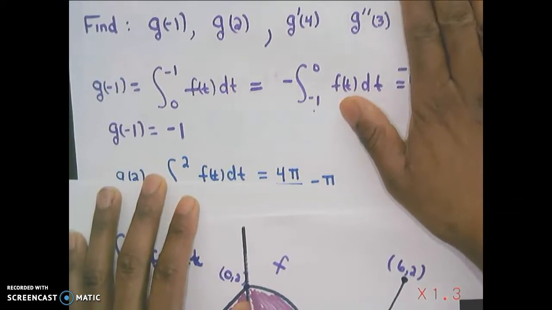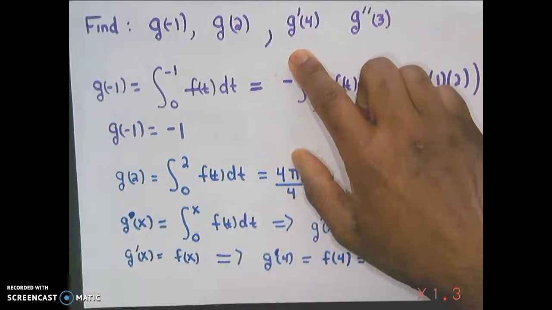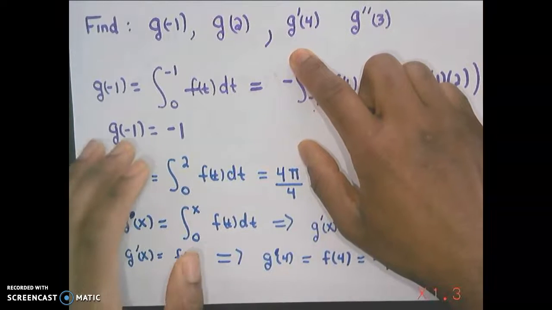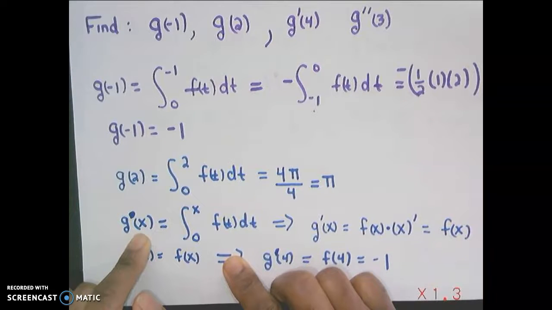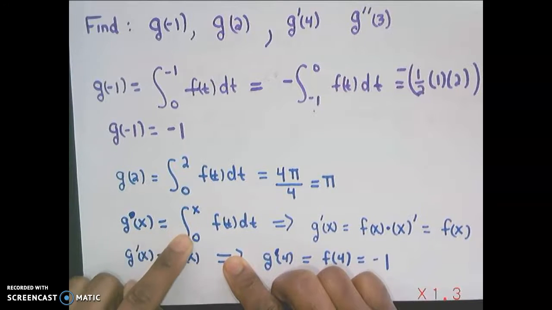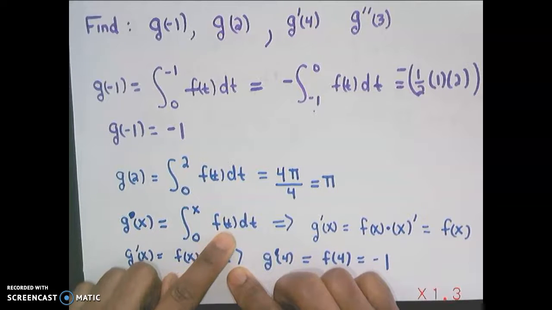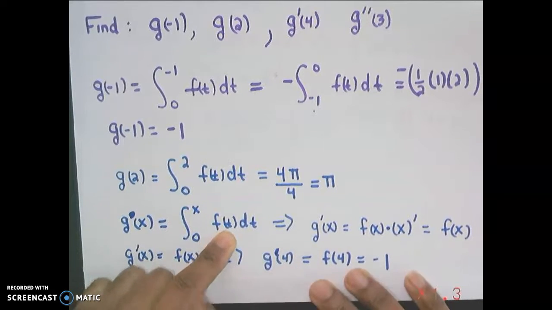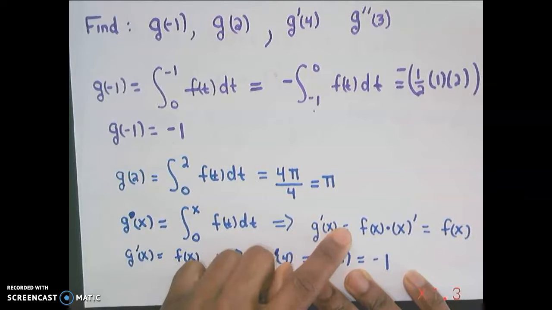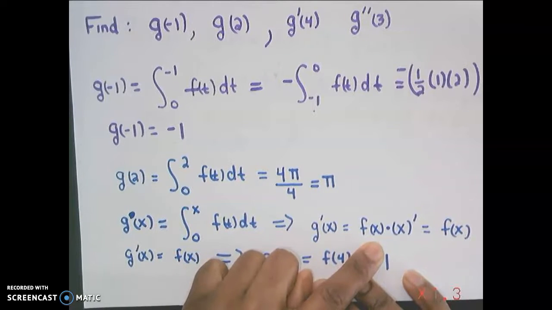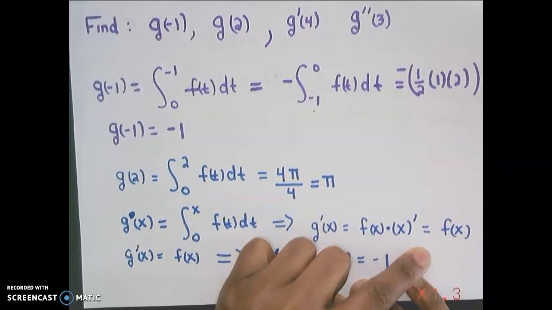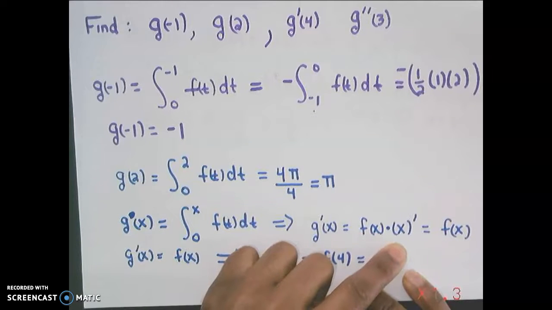When we get ready to find g prime of 4, this is where we actually need to use the second fundamental theorem of calculus, because we have to take the derivative of g of x. If I take the derivative of g of x, I get rid of the integration, and everywhere I see a t, I put an x. So g prime of x is equal to f of x times x prime, which is just f of x, because the derivative of x is just 1.